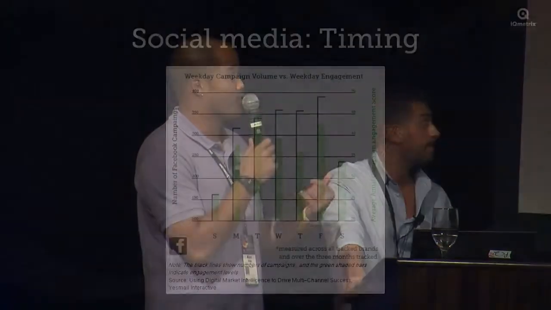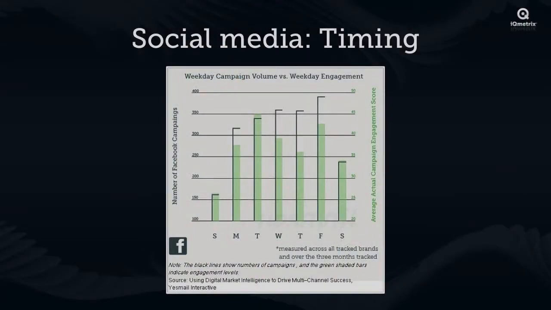Timing is huge for all social media campaigns. You need to understand when your audience is listening and promote and generate content based on that schedule. This graph here shows the number of campaigns in the white bar that are sent out by companies, and the green bar identifies how much engagement they've gotten from those campaigns.